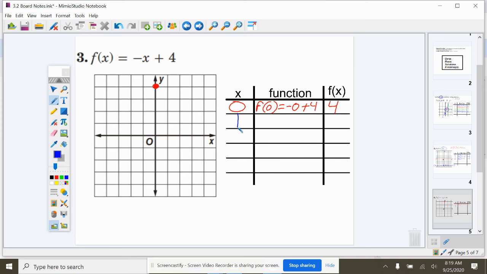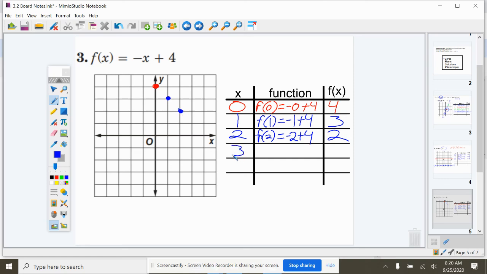One. F of 1 equals -1 plus 4. -1 plus 4 is 3. So I have a point at 1, 3. So I'm going to go to the right 1, and then up 1, 2, 3. Let's pick 2. F of 2 is equal to -2 plus 4, and -2 plus 4 is 2. So I have a point 2, 2, so I'm going to go right 2, up 2. I got a dot right there.